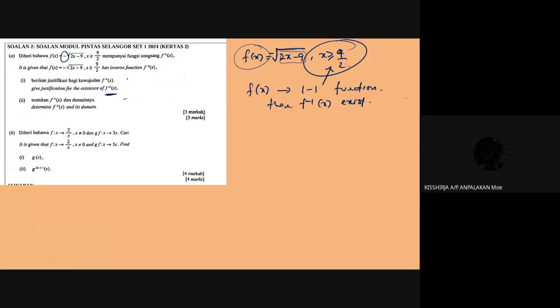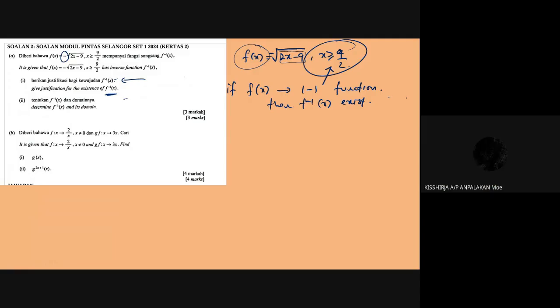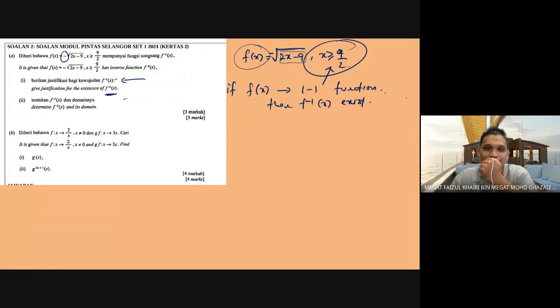So when this kind of question appears, give the justification for the existence of F inverse. You straightly say that if Fx is a one-to-one function, then F inverse exists. That's it. Remember this. Now find F inverse. Let's make this Fx as y equal to negative square root of 2x minus 9.